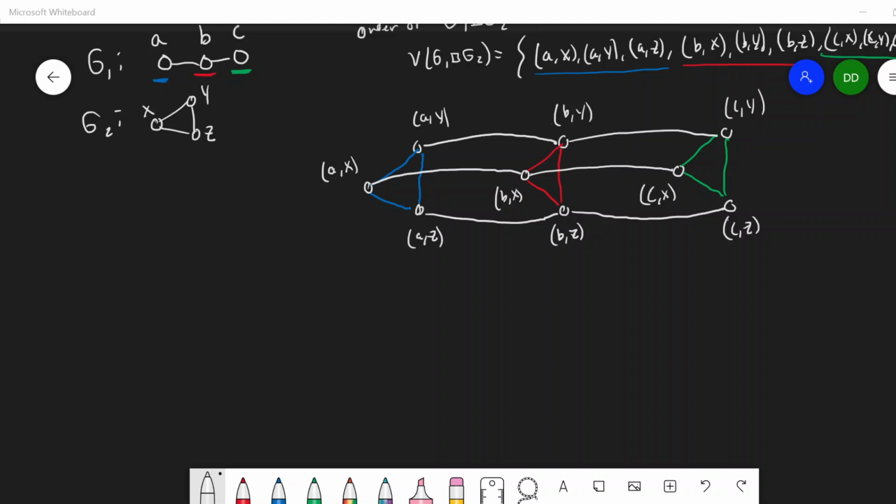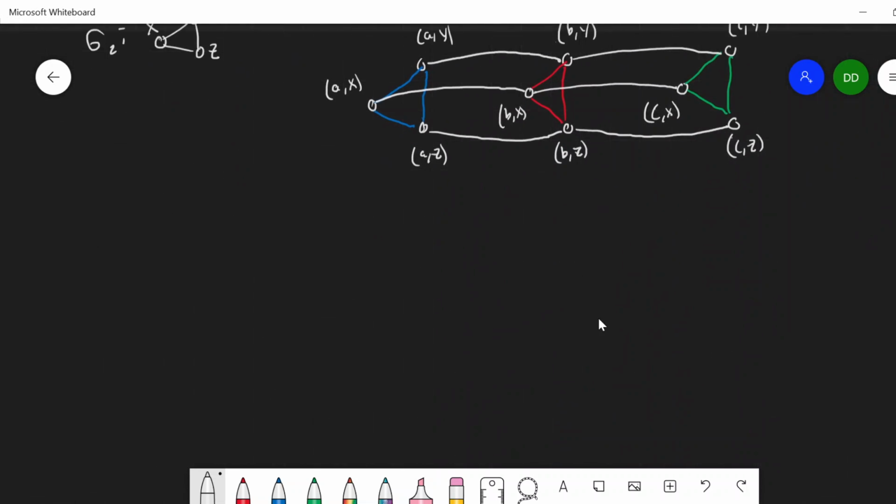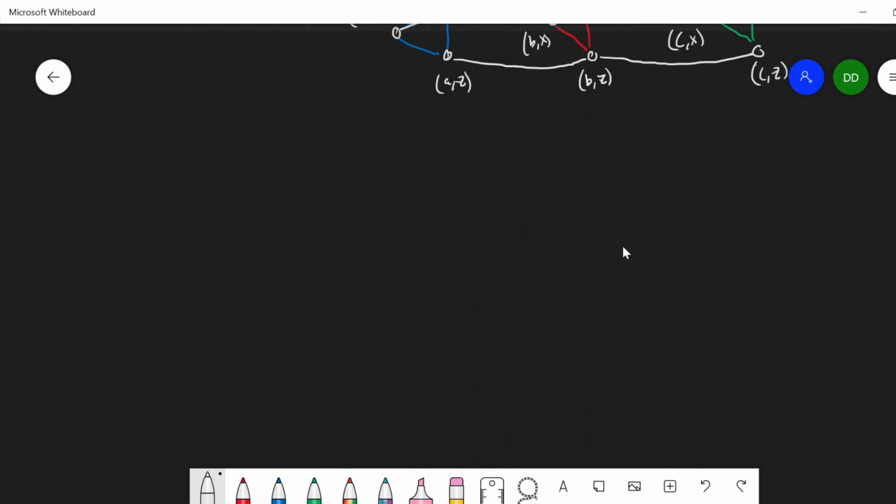So as a follow-up to the last video, I'll talk about hypercubes, which are a special kind of Cartesian products, or rather they can be defined with Cartesian products of graphs. So the hypercube Qn in general, this is a family of graphs.